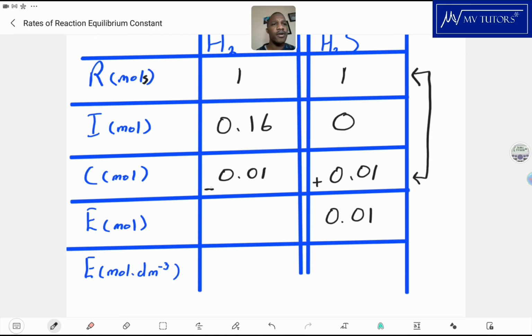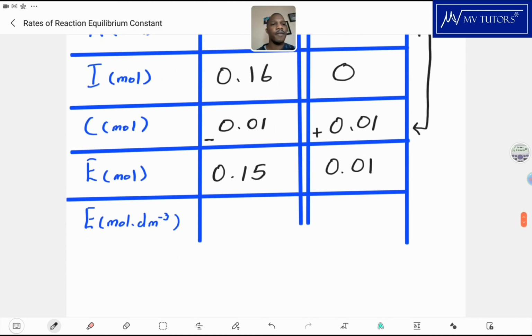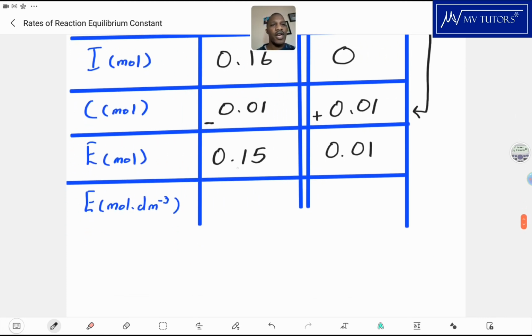Okay, so now you see I have a negative sign there. I need to subtract 0.01 from 0.16, and then we'll get the answer is 0.15. Okay, now we have a number of moles at equilibrium.